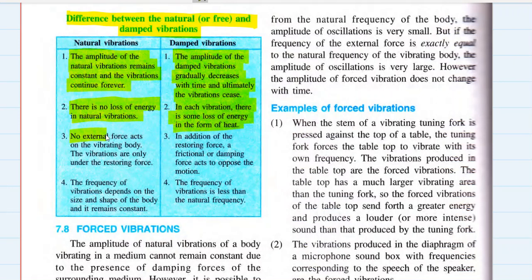In natural vibrations, no external force acts on the vibrating body. The vibrations are only under the restoring force. Restoring force is a force which tries to bring the body back to its mean position again.